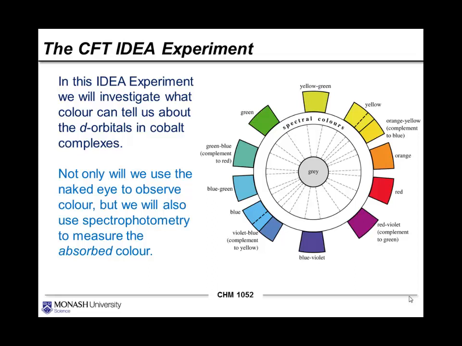So the aim of today's experiment is going to be: A, to synthesize some cobalt coordination compounds; B, to use spectrophotometry to investigate how the absorbed light yields the colour that we see using the naked eye; and the third aim of the experiment is to take these spectra and use them to recreate something called the spectrochemical series. But first, a bit of background.